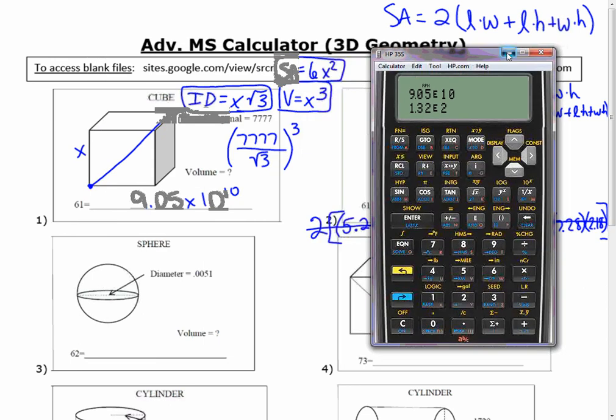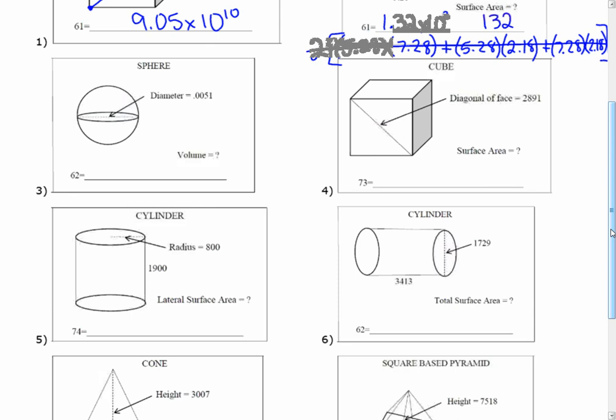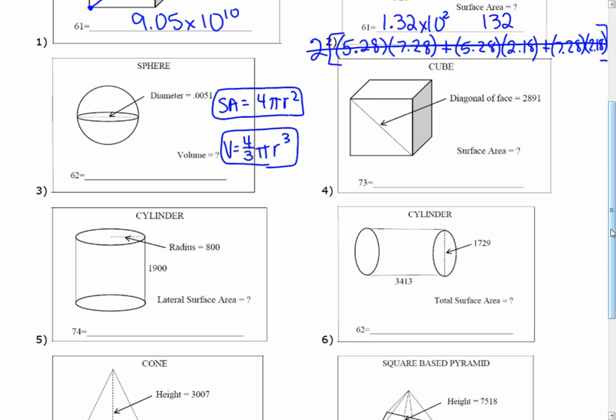Moving on to our sphere. Two main formulas we need to know for spheres. One of them is volume, that is 4/3 pi r cubed. We also could find the surface area, which would be 4 pi r squared. So those are the two main things we need to know about spheres.